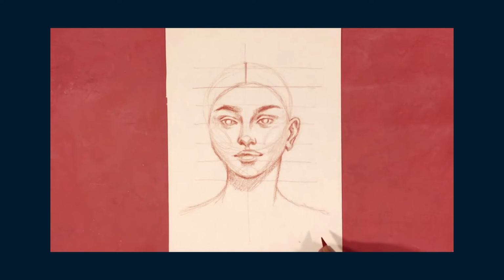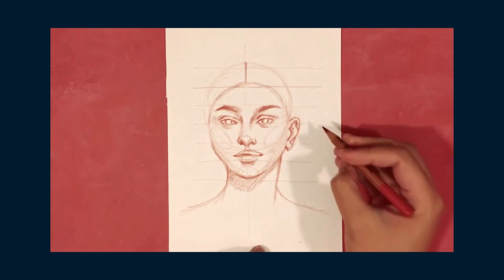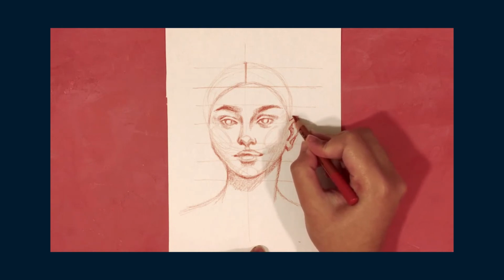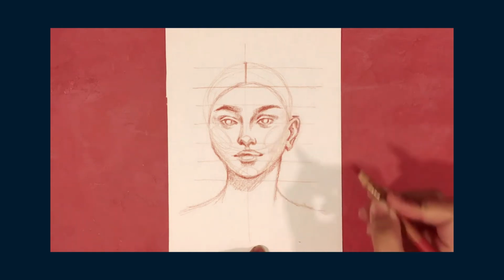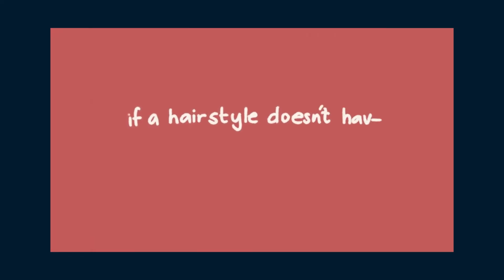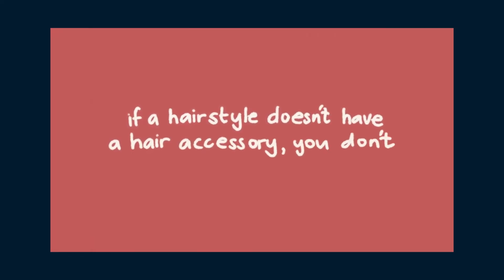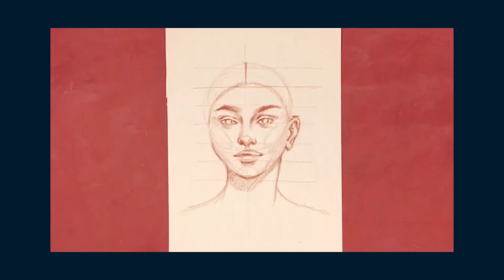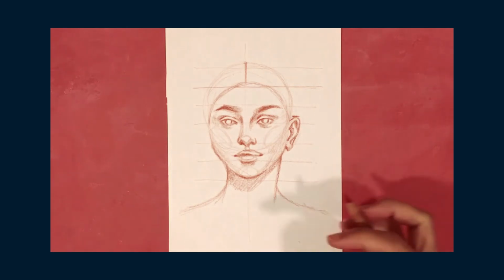For the demonstration, I'm going to tuck some hair behind her ear, which isn't a hair accessory, but it acts like one as it gathers hair to that one spot. And because of this, the guideline I used is not a point, but instead a line that follows the top of the ear. And once again, if you decide that a hairstyle doesn't have any hair accessories, you don't have to draw this guideline. Now that we have the guidelines in place, let's draw the strands of the hair.